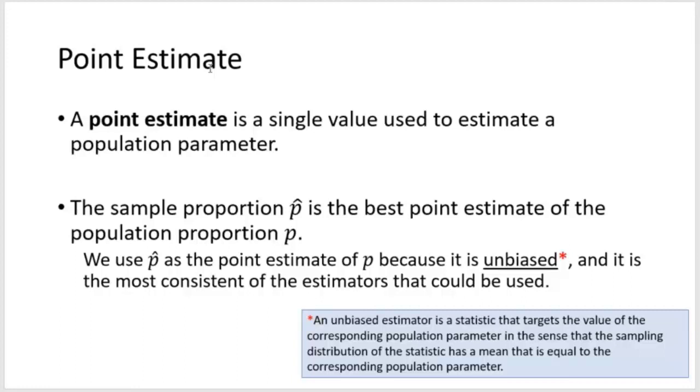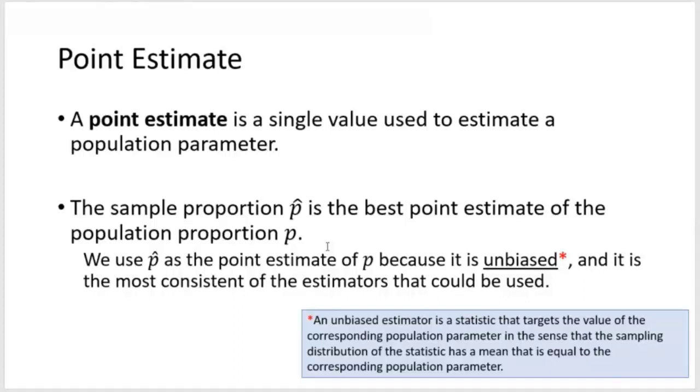So the sample proportion is referenced as p hat. This little p with that arrow over the top of it is really called p hat. I'm not making that up. And it's the best point estimate of the population proportion. Now we use p hat as a point estimate for p because it's unbiased, and it's the most consistent of the estimators that could be used.